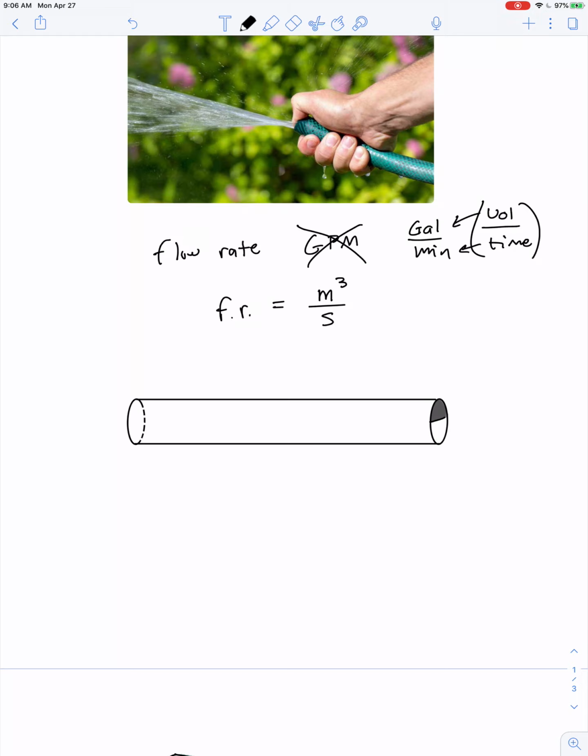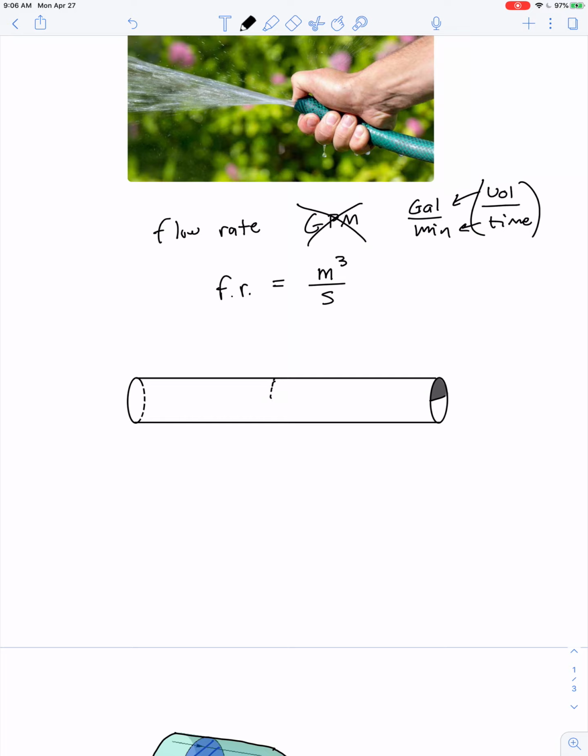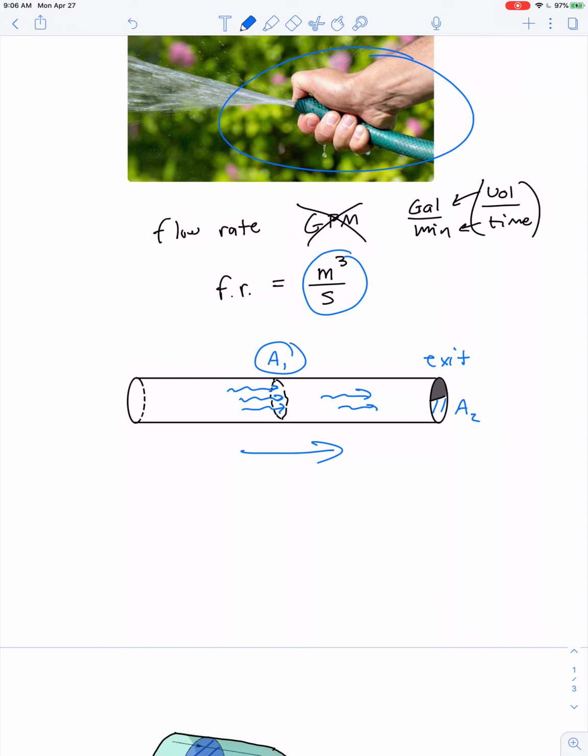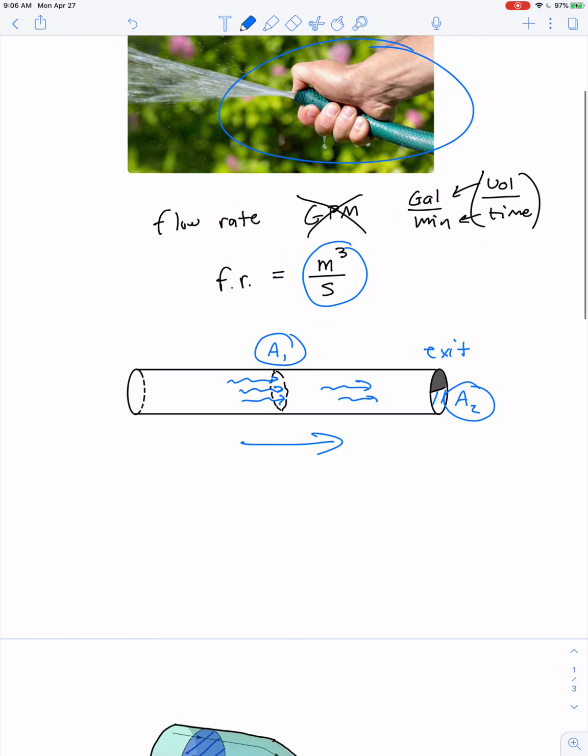So let's picture two cross sections of the hose. There's a cross section here, and water flows through that cross section. We'll call that cross section area number 1, and then the water continues and exits the hose at the right end. My diagram here, water's flowing to the right, and so the water has to exit through a smaller area, area number 2, but the amount of cubic meters per second of water passing through this cross section has to match the amount here.